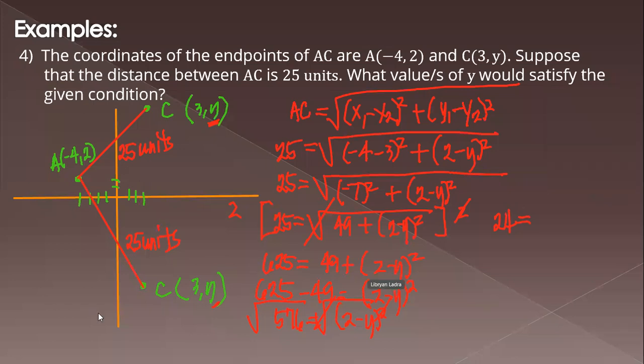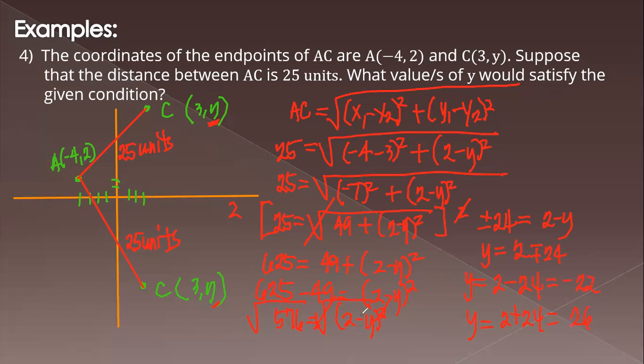Okay, so 24, let me repeat, we are looking for the points. So we can have here positive, negative 24 equals 2 minus 1. Transpose natin si y dito sa left. So y is equal to, remain yung 2, and then transpose natin itong positive, negative 24 sa kabila. So nag-transpose tayo. So y is equal to 2 minus 24, that is equal to negative 22. And the other y is equal to 2 plus 24, which is equal to 26.